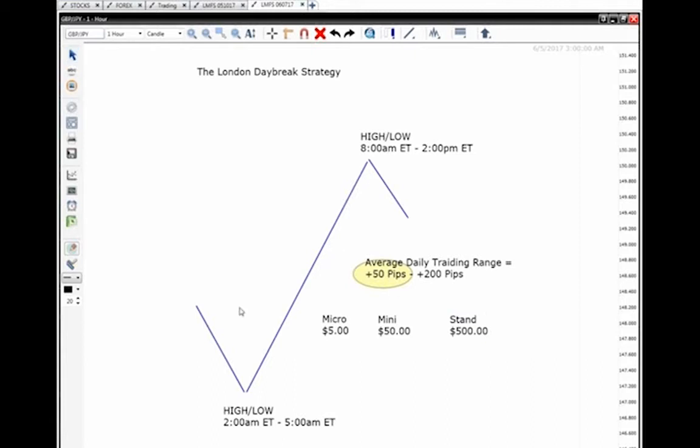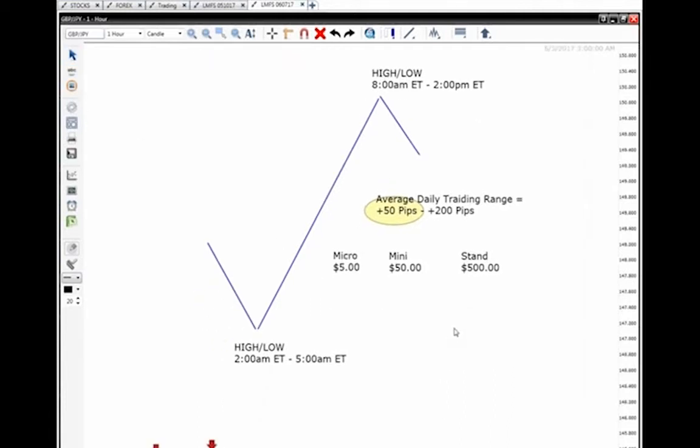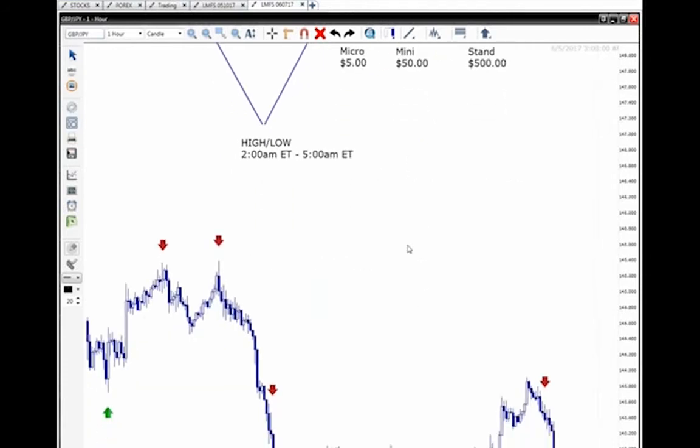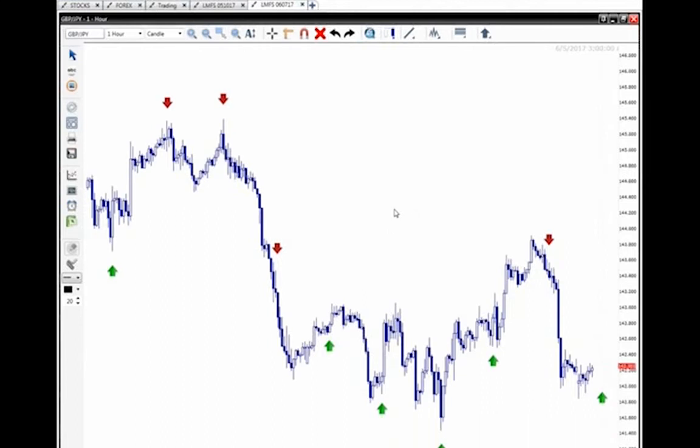So you can go ahead and write this down or do a quick screenshot of this. We're going to go back into the charts and we'll show you the actual strategy. I'm going to give you an overview of what we're looking at. Let's pull this back. And what I've done is I've already come in here and highlighted some of these right here.